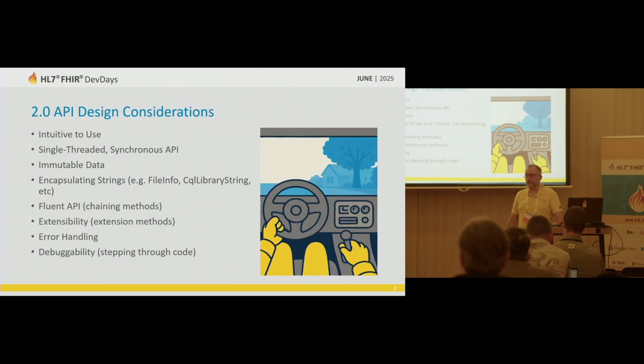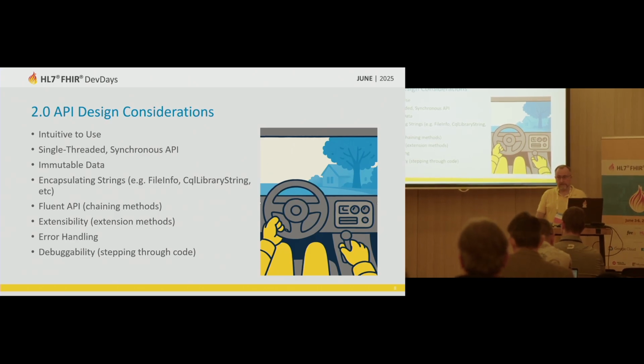So some 2.0 API considerations. We really wanted to make this very simple to use for beginner C# developers. So we tried to avoid things like threading and async and so on. So it's all single-threaded synchronous API. We work with immutable data as much as possible. It's just a lot easier to manage state if you have a known state, and then you do work on that, and then you've got something completely new.